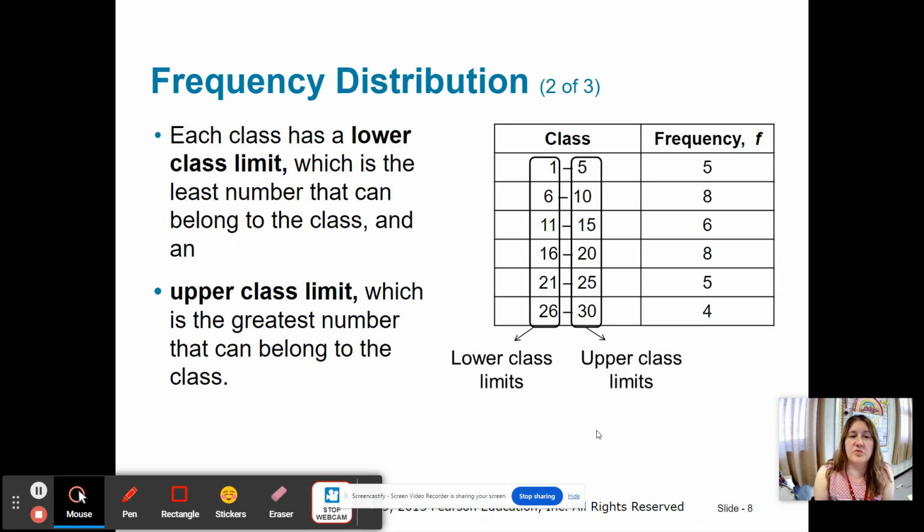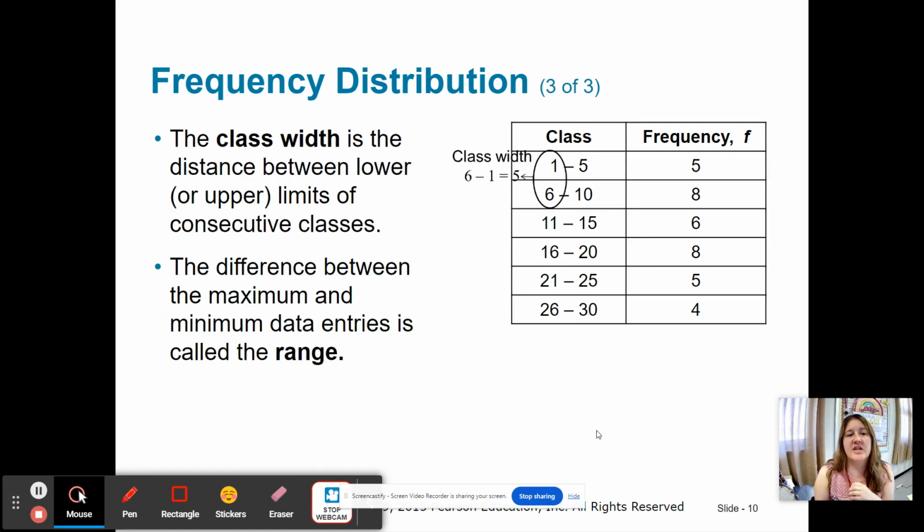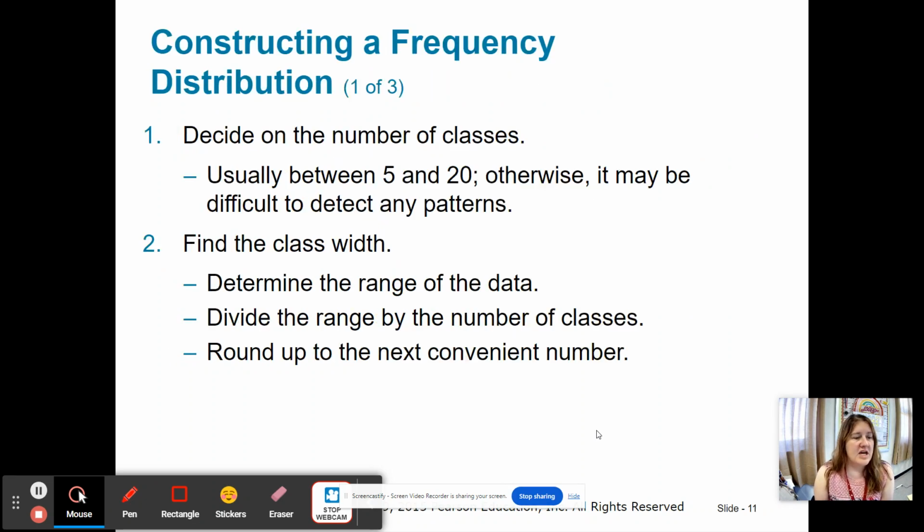And there's a class width, and the class widths are between each lower limit. So from one lower limit to the next, or from each upper limit to the next. So a class width is 6 minus 1, you get 5. And if you look at the next lower class limit, 6 to 11 is a gap of 5. And if you take the minimum 1 and the maximum 30, you find the range.